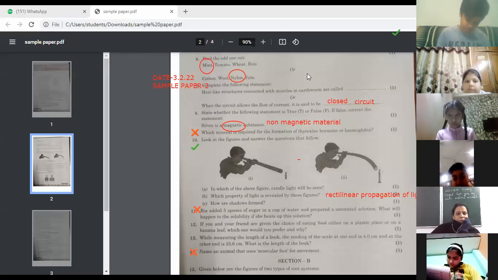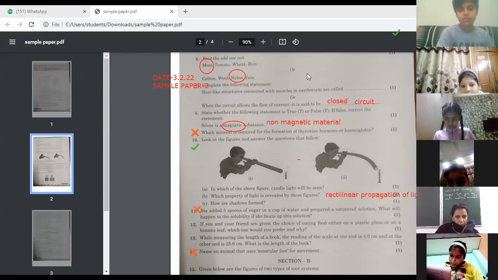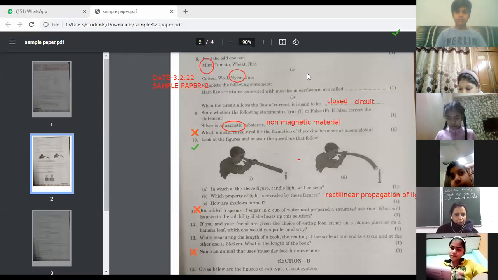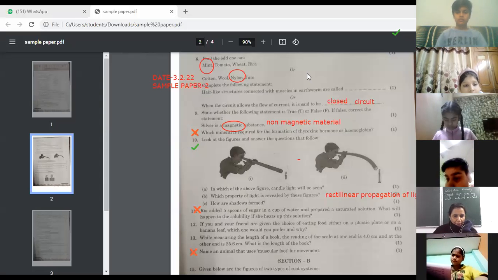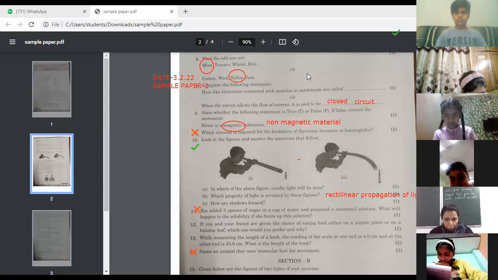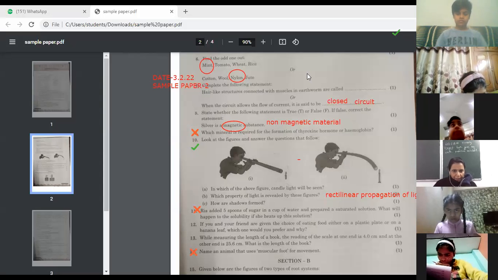So children, kindly see the cross for question number 11 and 14. Saksham Sharma wants to give the answer of question number 12. First let me read it. If you and your friend are given the choice of eating food either on a plastic plate or on a banana leaf, which one would you prefer and why? Okay, Saksham Sharma, give the answer.